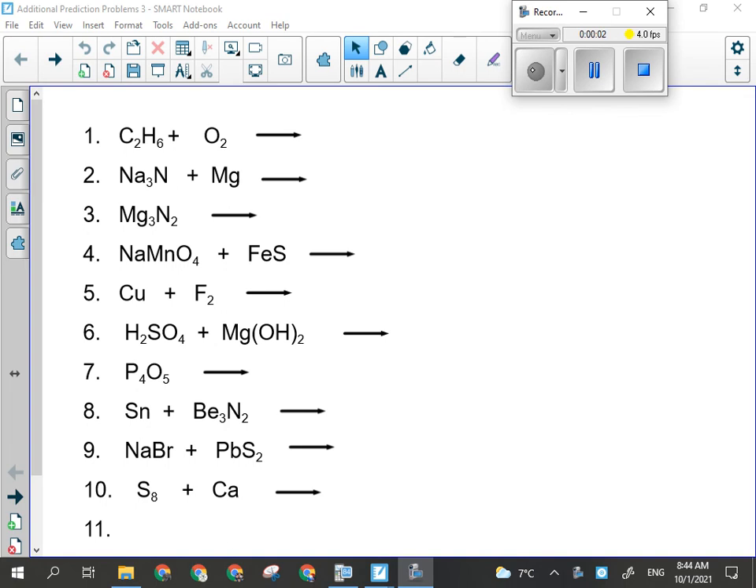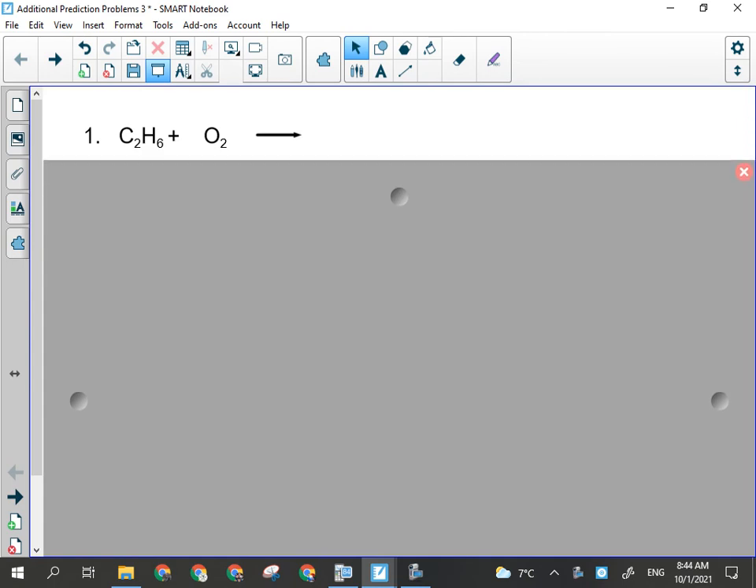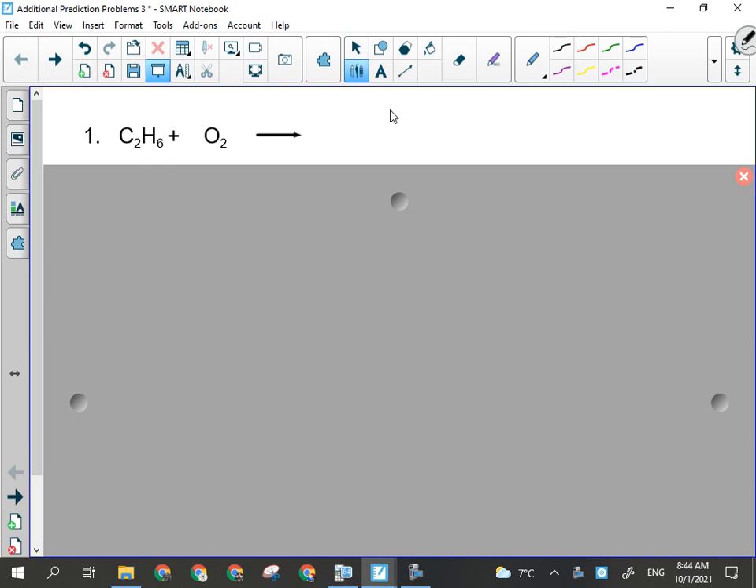So let's have a look at just the first few of these. Okay, so let's just walk through number 1 for right now. If I want to predict the products of a chemical reaction, what's step number 1? Identify the reaction type. Okay, in this reaction, my reactants are a hydrocarbon, so a carbon-hydrogen containing compound, and oxygen. What's my only reaction type that starts that way?